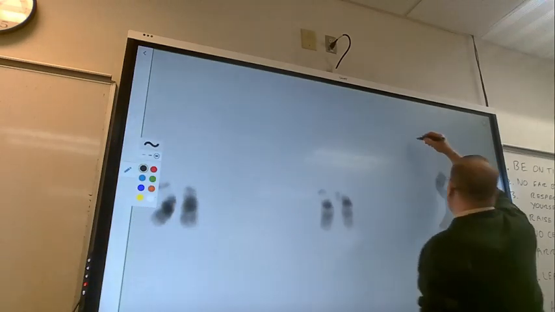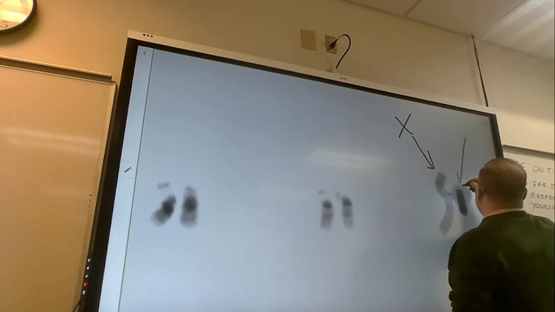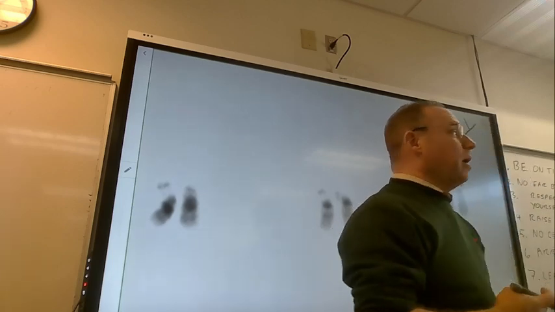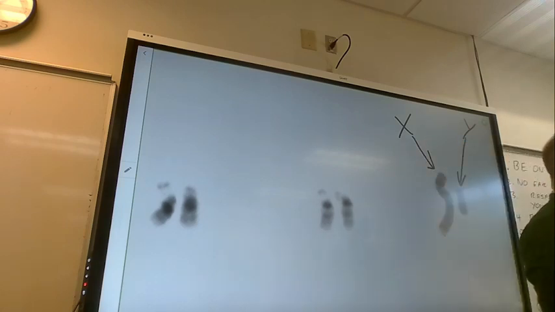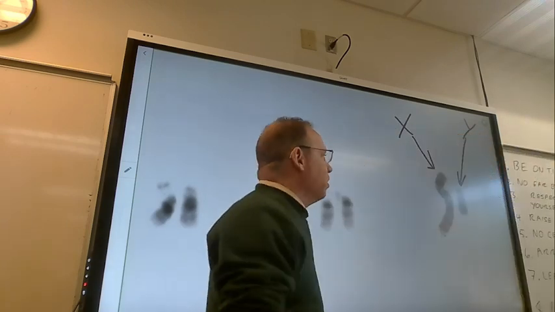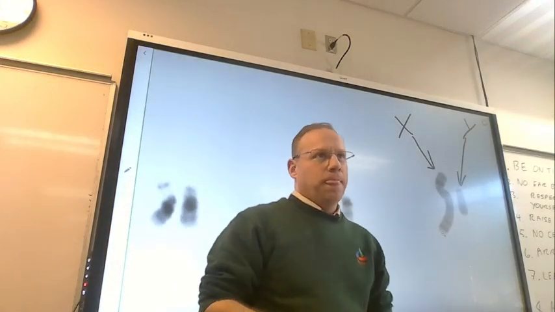Okay. This one here is the X. It's the larger one. This one over here is the Y. If you have two X's, you're biologically a female. If you have an X and a Y, you're biologically a male.